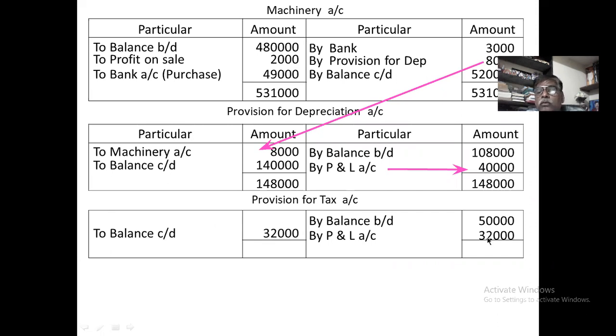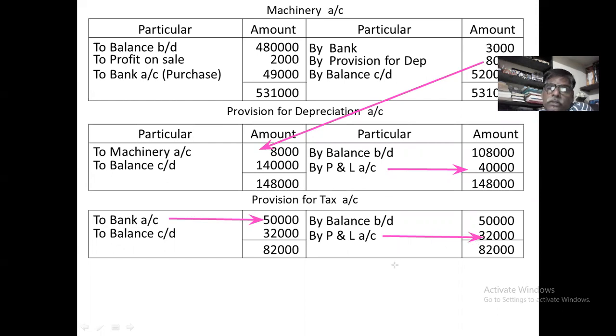32,000 provision made, the adjustment is given. You write this. This is the provision. P&L account, which is it? Provision for tax. You take the total of this account, 82,000. The difference is the bank, that is 50,000. This 50,000 is called tax paid. This tax paid amount goes to this bank. 50,000 goes to the fund flow statement application side, and this provision goes to funds from operation. Clear? Funds from operation. So then M2 is also provision for tax.